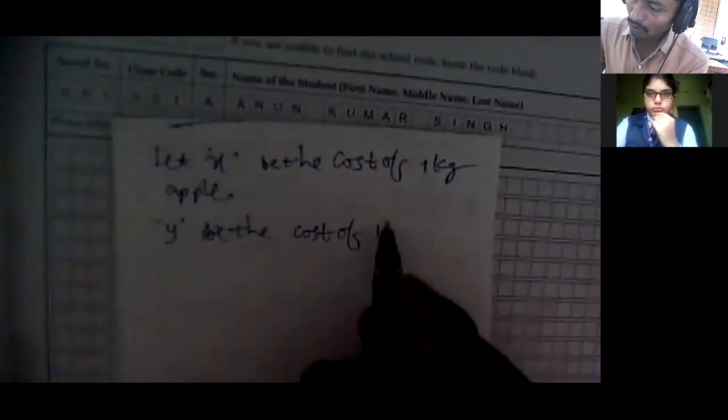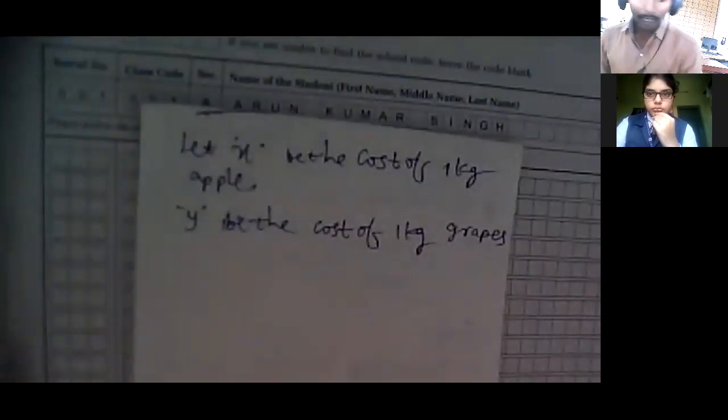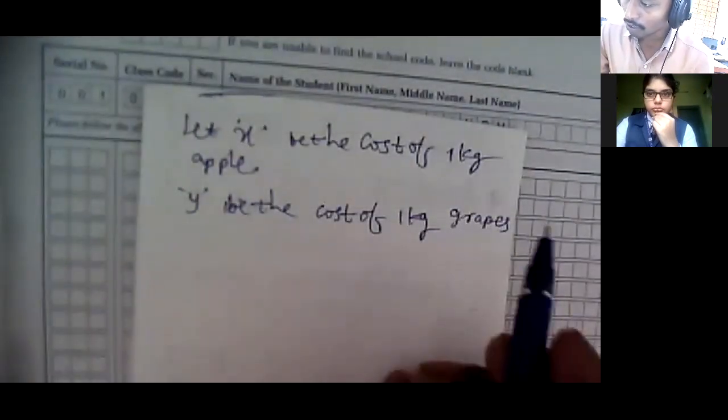Kg of apple. We don't know, so let x be the cost of 1 kg apple. Similarly, let y be the cost of 1 kg grapes. Let x be the cost of 1 kg apple and y be the cost of 1 kg grapes.